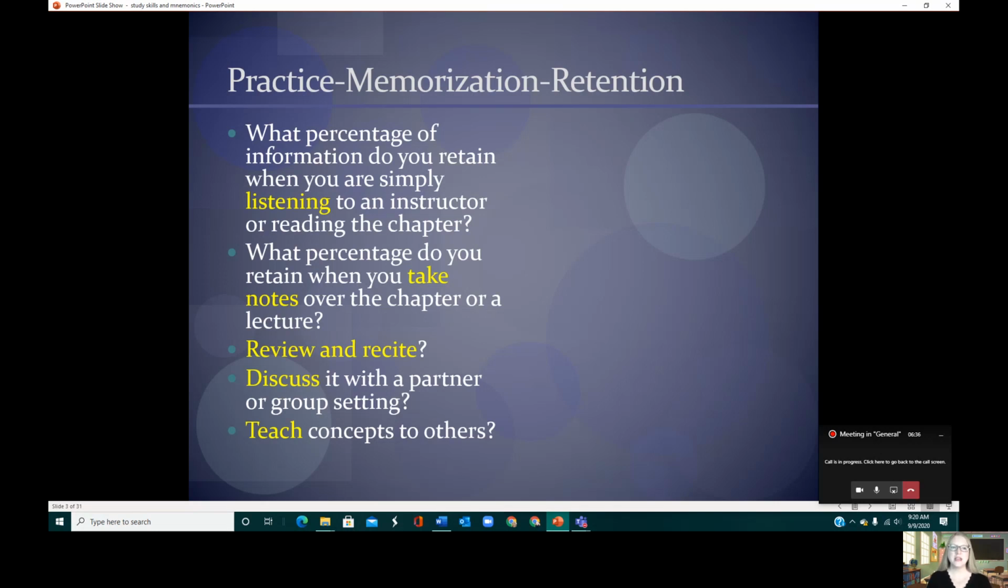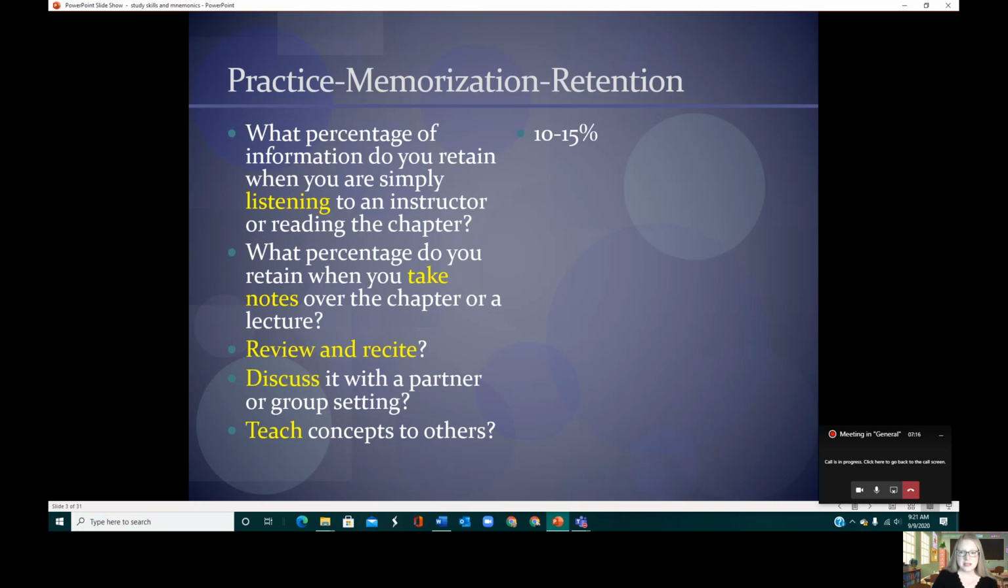So what percentage of the information do you think you retain when you're just listening to an instructor or reading a chapter? This is the same for your kid. If they're just listening and not taking notes, and just reading without taking notes, or you're asking questions about that chapter, like reading questions and answers, then we're only getting 10% retention. So think about that. Unless you're an auditory learner, which most of us are not, your child isn't going to memorize that and retain it very well.